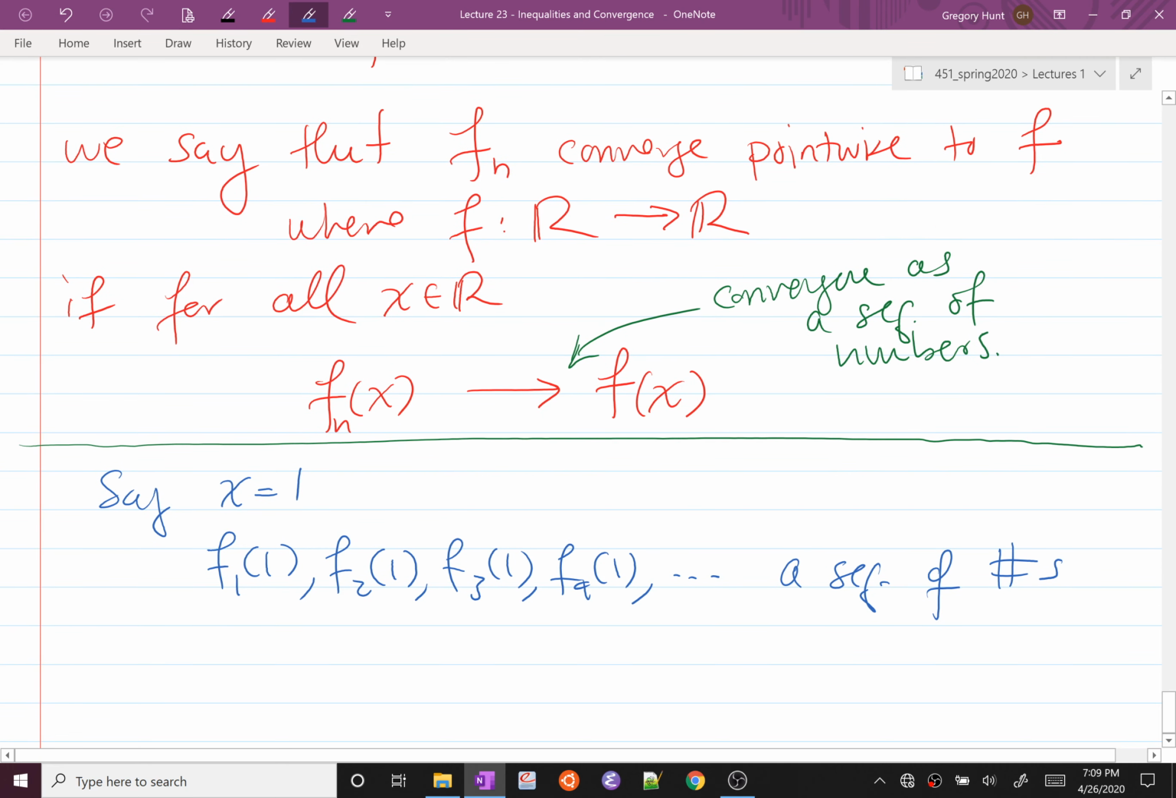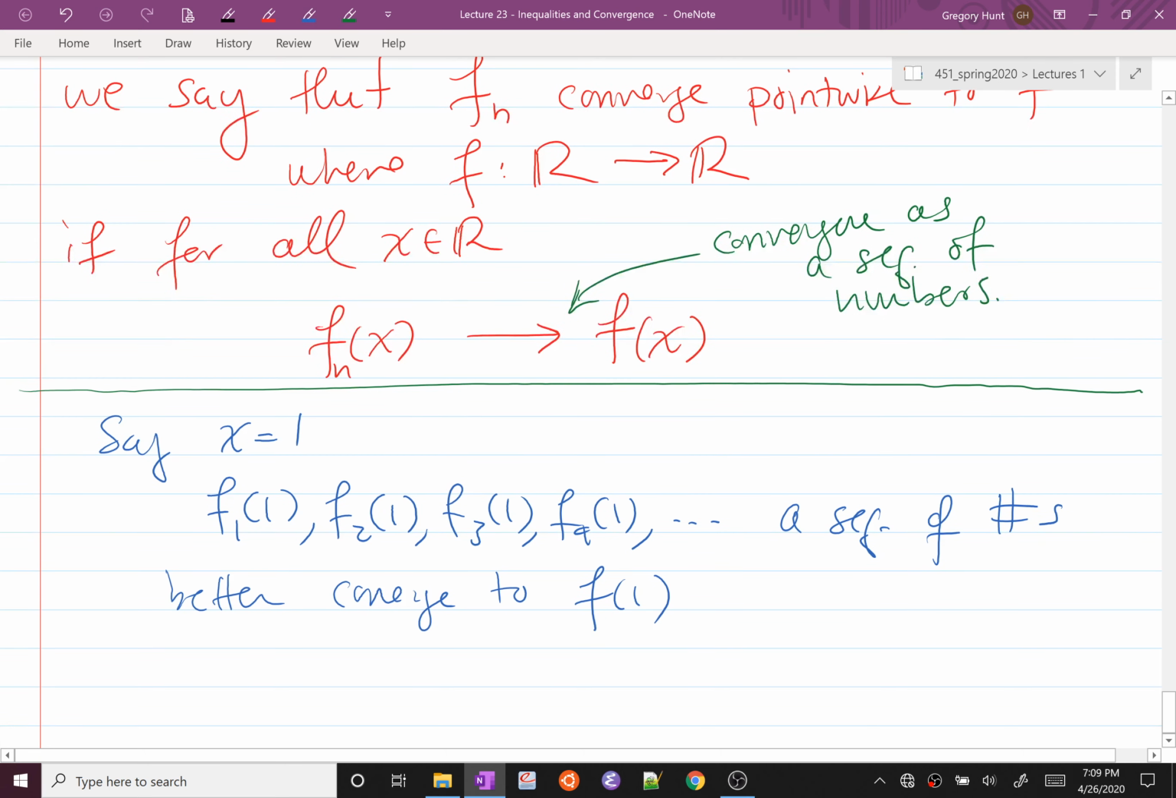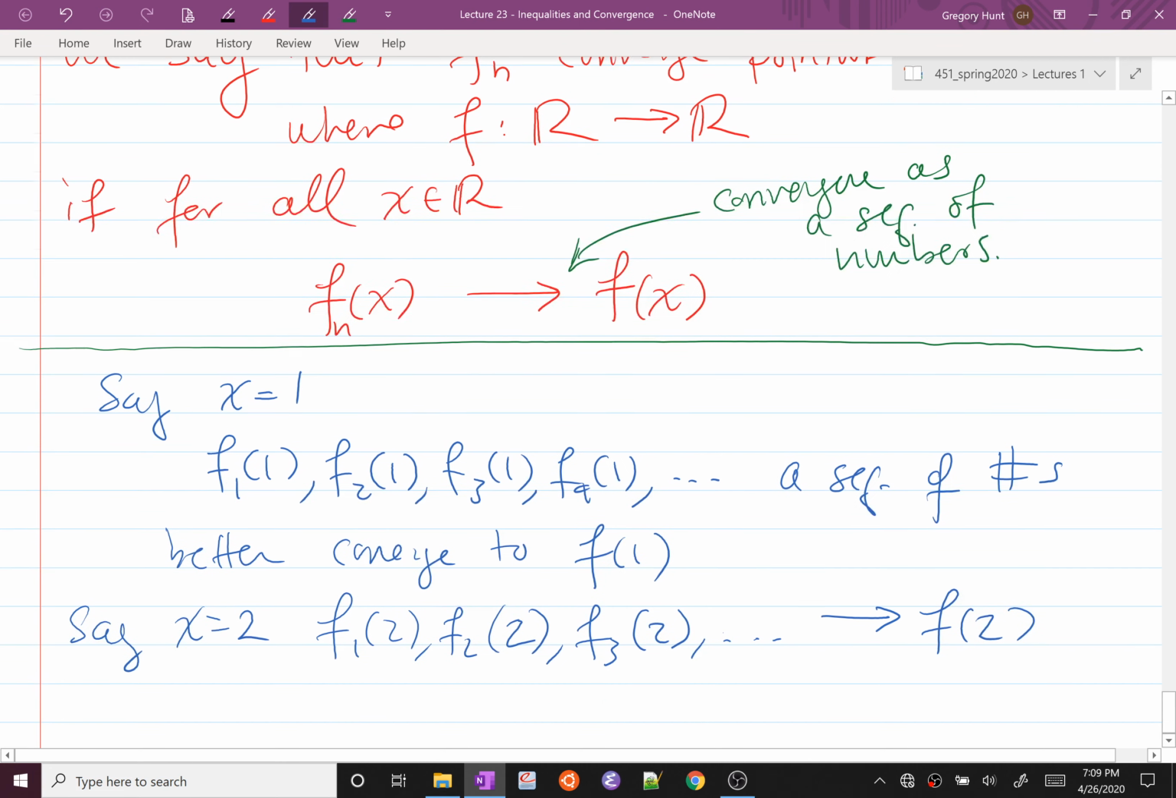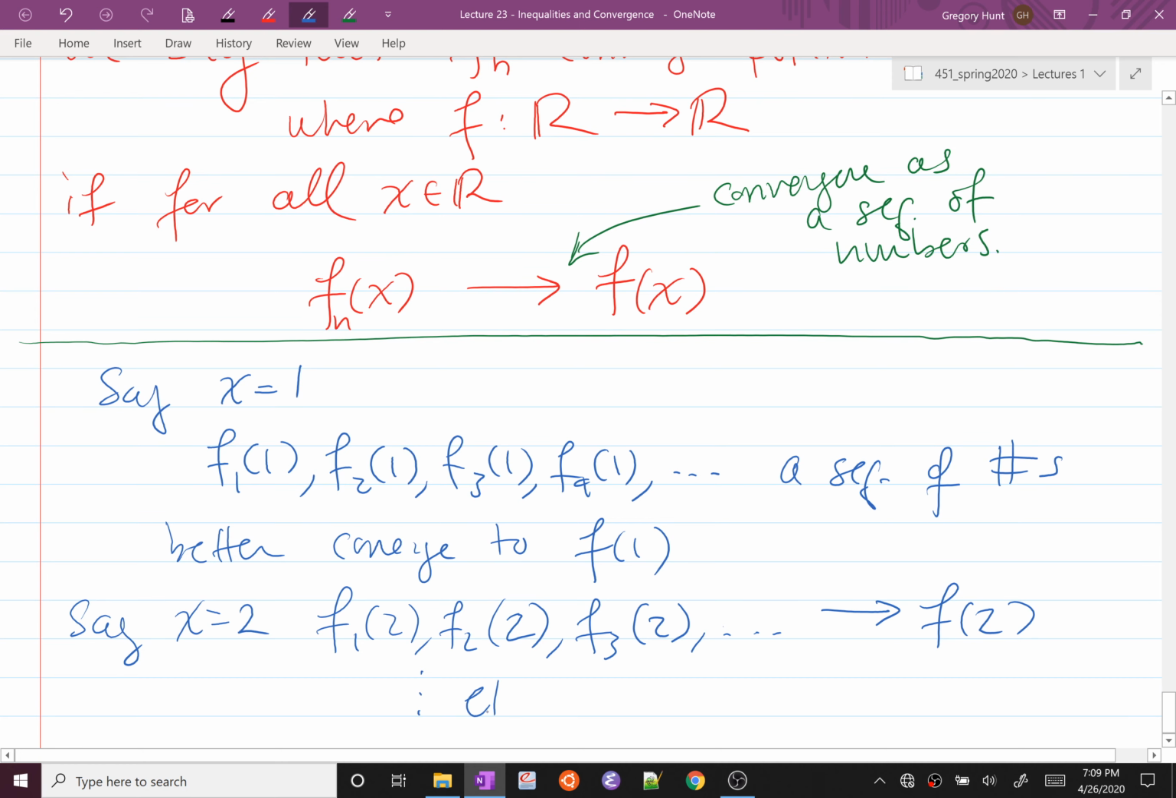And this better converge to f of 1, whatever that is, our limiting function. And if that does, good. Then we say, okay, what if x is equal to 2? Then we look at f1 of 2, f2 of 2, f3 of 2, and so forth. And this better converge to f of 2. And so on and so forth, etc.